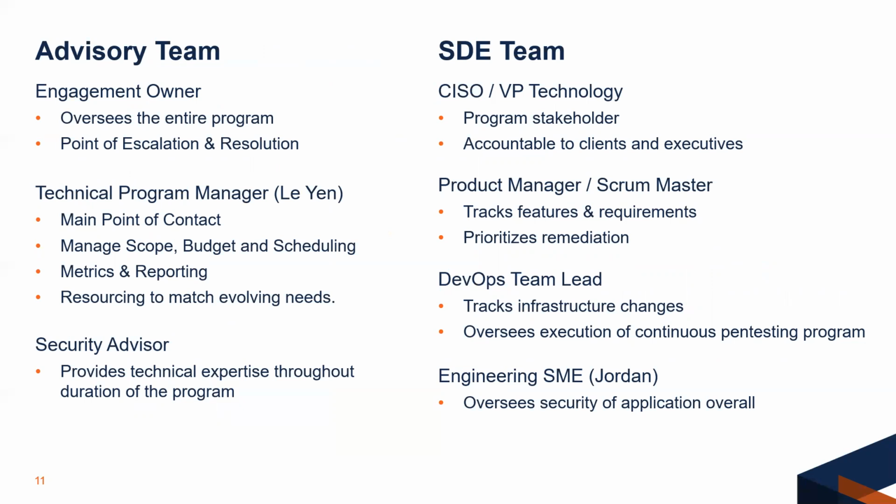On the advisory side, you have the engagement owner who is responsible for overseeing the entire program and is the point of escalation and resolution. The technical program manager, who is myself, is the main point of contact, and I'm responsible for managing the scope, budget, and schedules. I also help with metrics, reporting, and resourcing. The security advisor provides technical expertise throughout the duration of the program. Although different consultants may be assigned to each Agile assessment, the security advisor is responsible for knowing the application very well and providing that technical continuity.